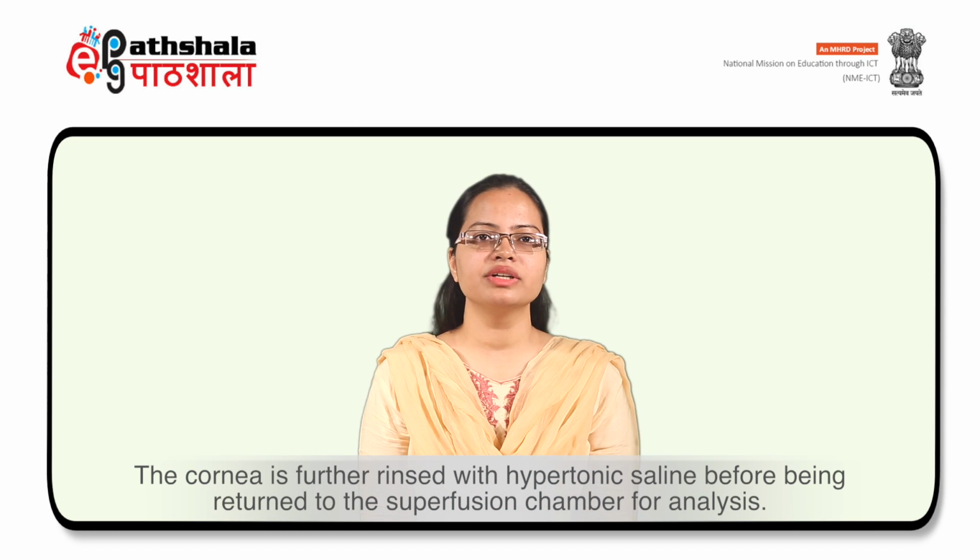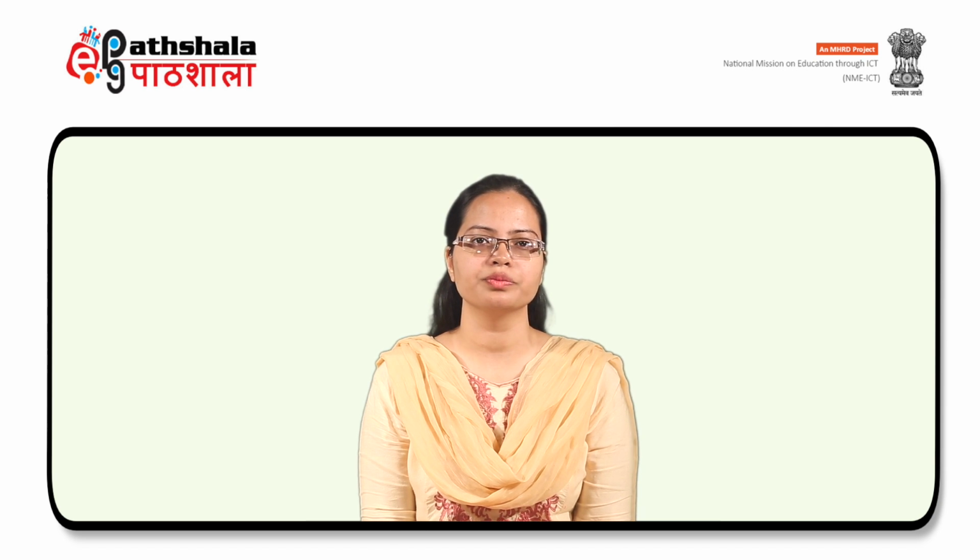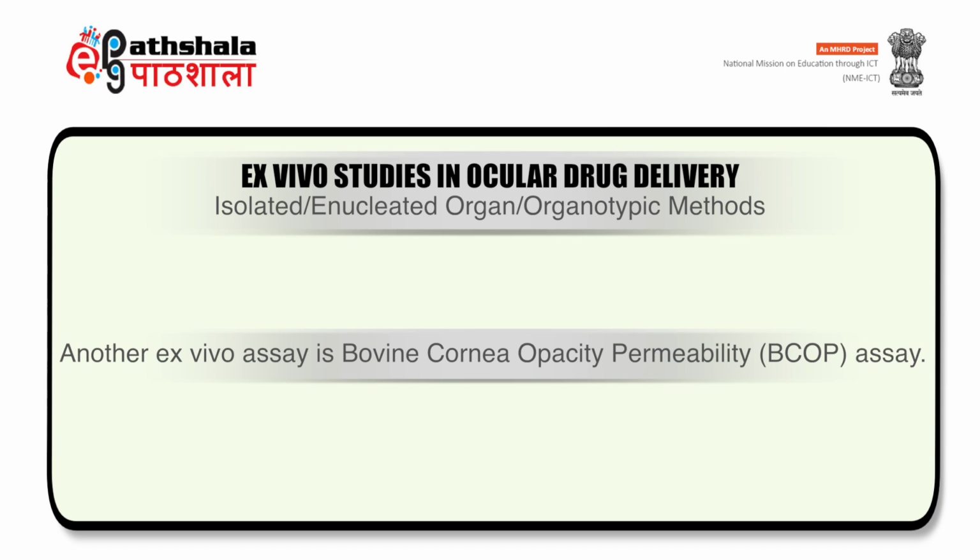The cornea is further rinsed with hypertonic saline before being returned to the superfusion chamber for analysis. Toxic effects are recorded by measuring changes in opacity, fluorescein retention, tissue thickness and a macroscopic evaluation of the changes to the surface of tissue. Another ex vivo assay is the bovine cornea opacity permeability assay.